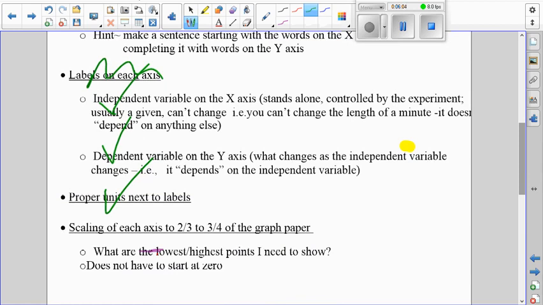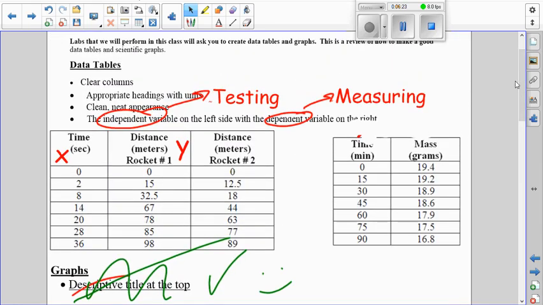This is the most likely place that you will be losing points on Thursday, is you want to scale it. Okay, 2/3, 3/4. Basically, you want your graph to take up most of the graph paper. So, don't overthink it. Keep it clean, keep it pretty. So time in seconds goes from 0 to 36 seconds. So my x-axis has to be a little bit wider than that.